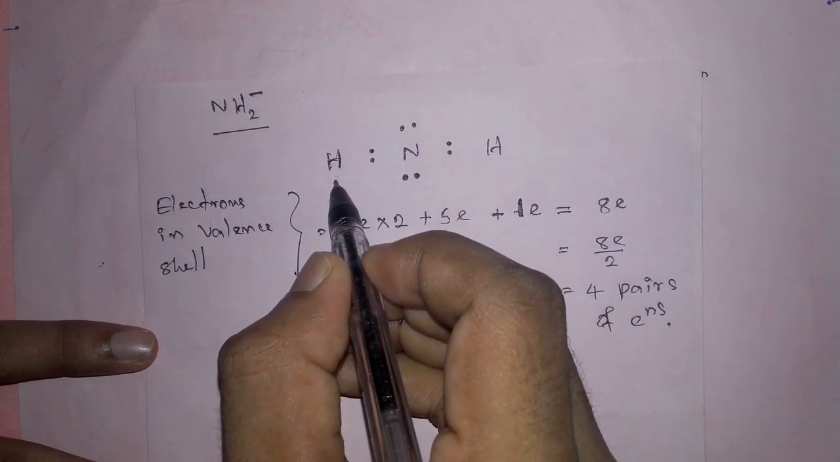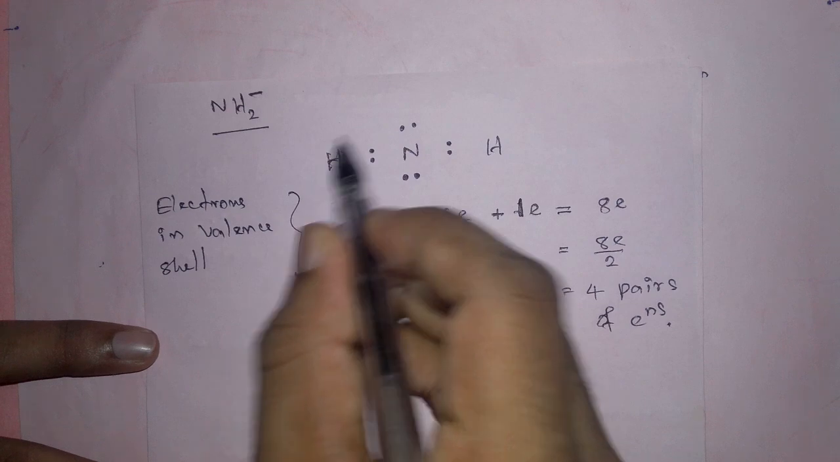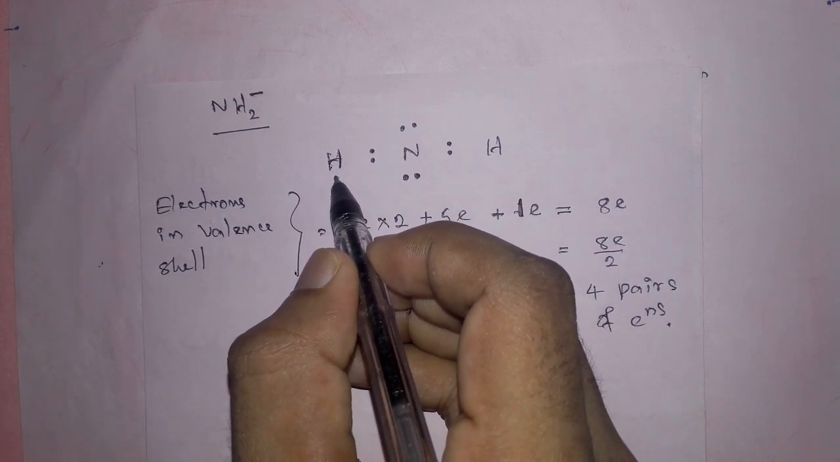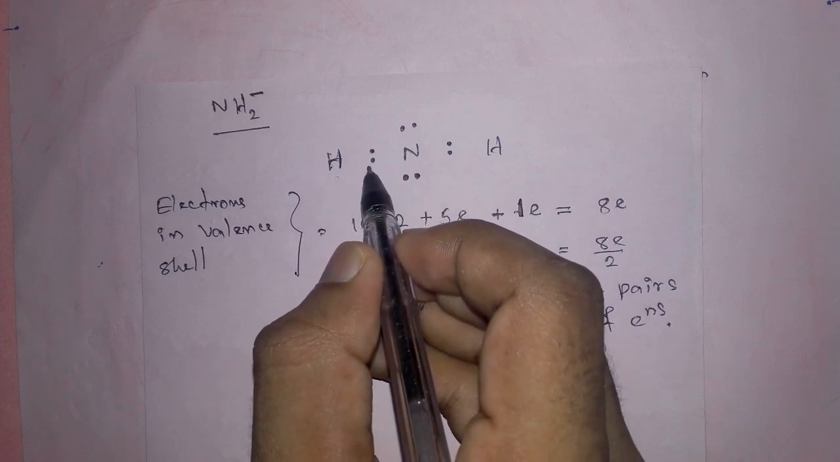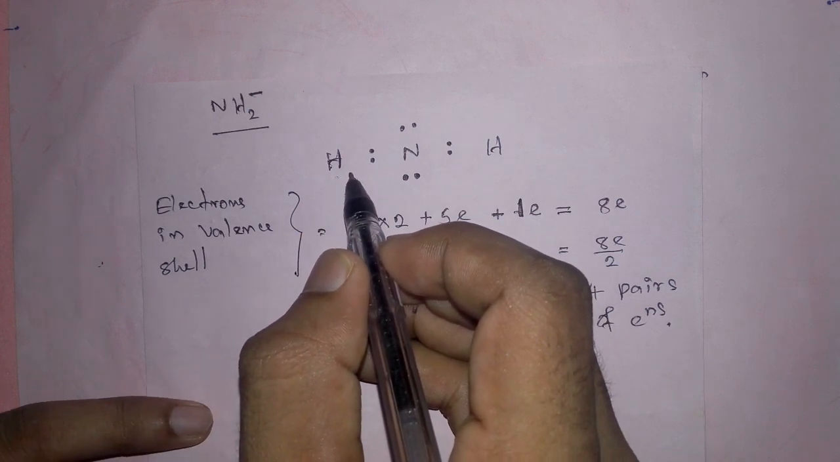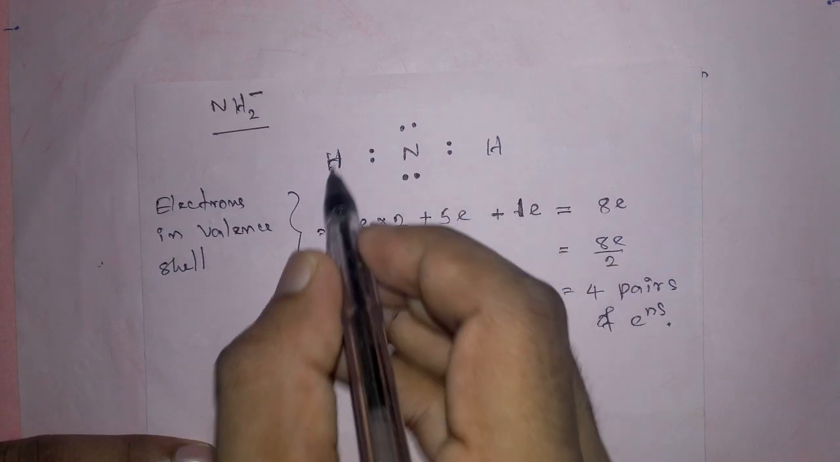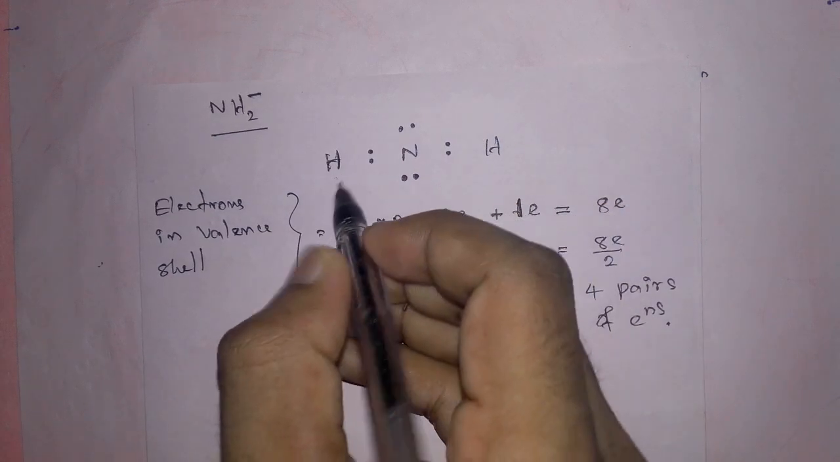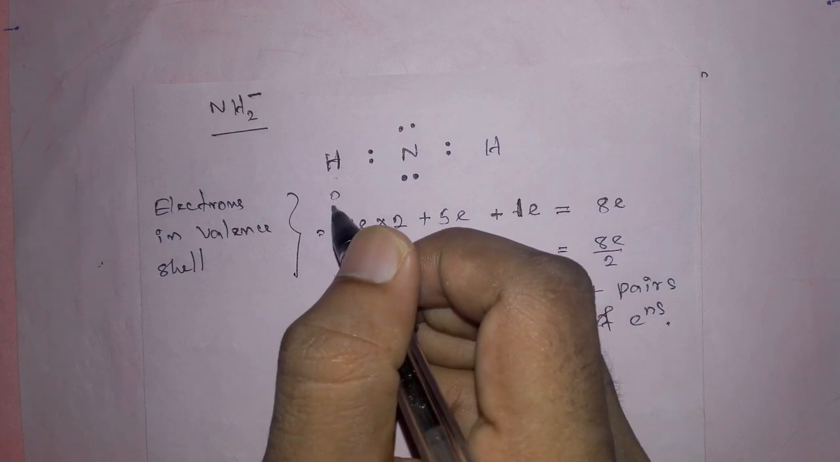Let's see the formal charge of hydrogen. It has 1 electron before the formation of the bond. At the end of the formation of the bond, it has 1 electron. There is no change in the electrons in the valence shell of hydrogen, so it has no formal charge.